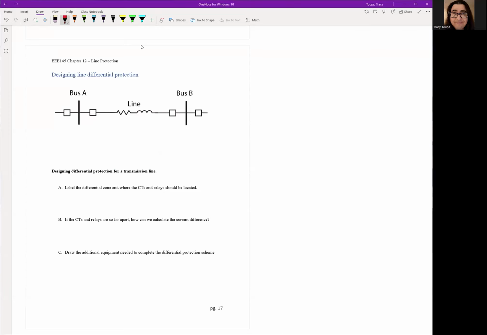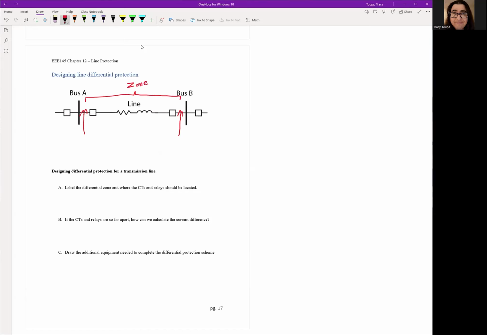Now, the differential scheme, you already know this from chapter 6, but we're just going to apply it to a line rather than a transformer or a generator or the other devices we've seen. So first off, label the differential zones. How do we create borders with differential protection? It's where you locate the CTs. You should always put the CTs on the other side of the breaker. You always want to wrap the breaker into our zone. Our zone will consist of the line and the circuit breakers right here.